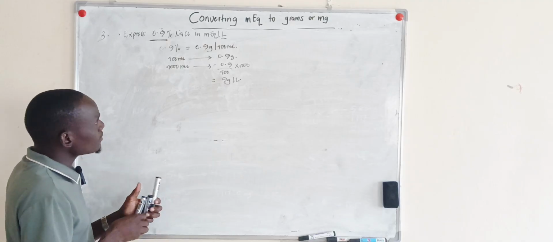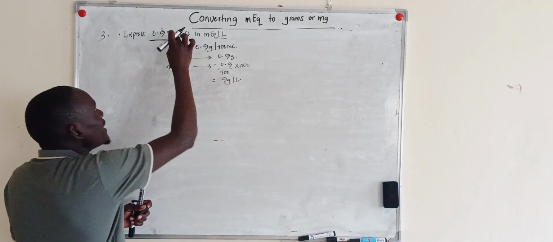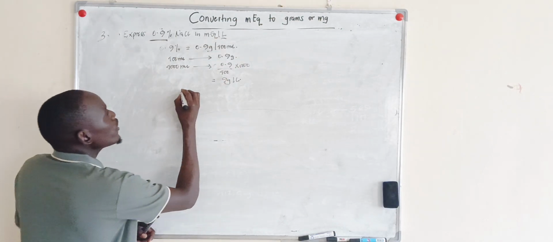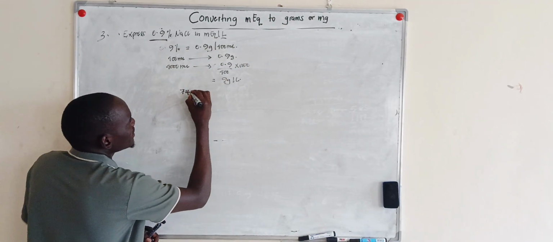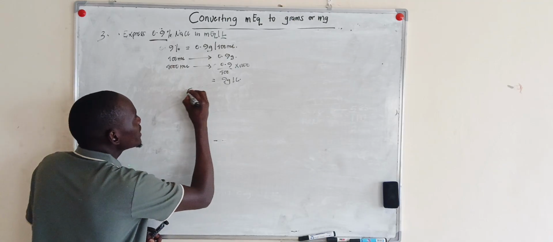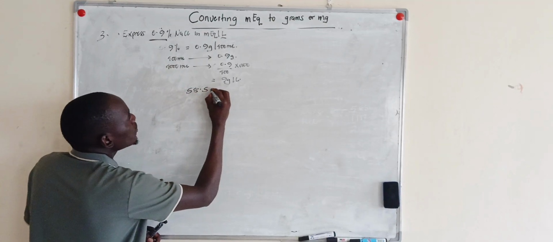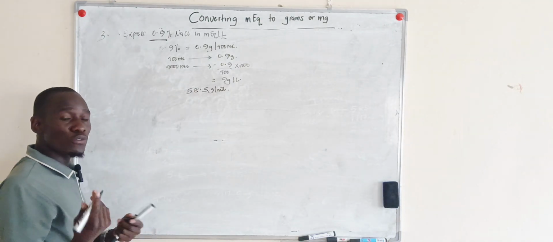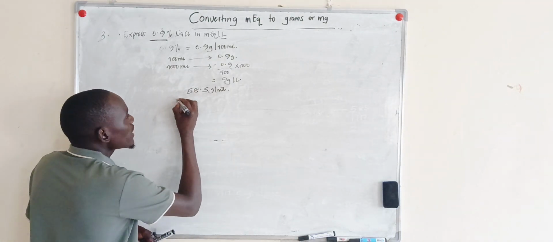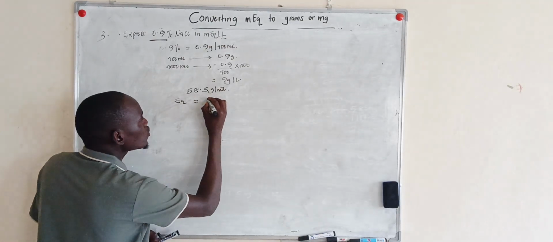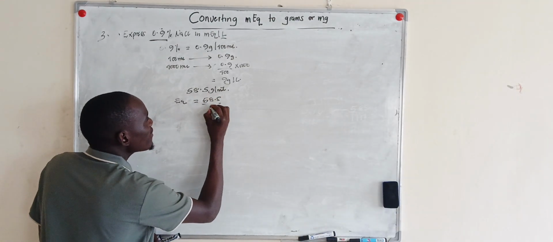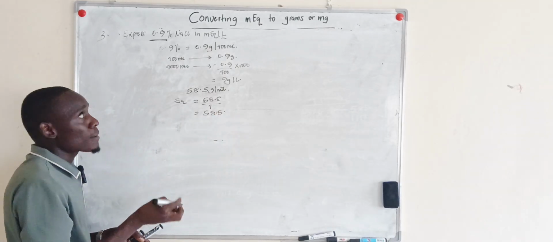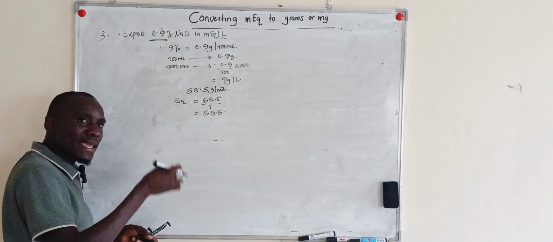So if we get 9 grams per liter of sodium chloride, our main aim is to convert it into milliequivalents per liter. But remember, we know that the molar mass or molecular weight of sodium chloride is 58.5 grams per mole. So we are going to get the equivalent weight of sodium chloride, which is equal to its molecular weight divided by valence, which is 1, and we shall still get 58.5.